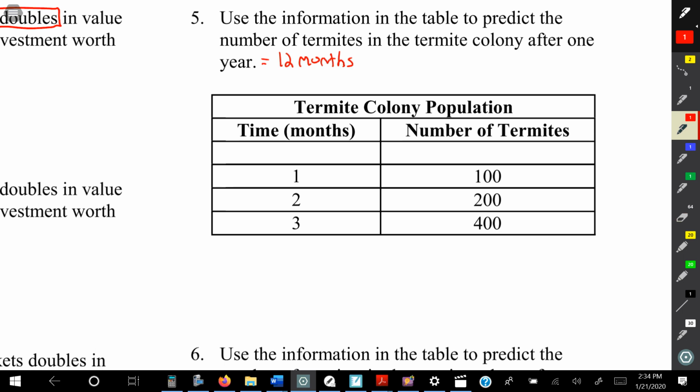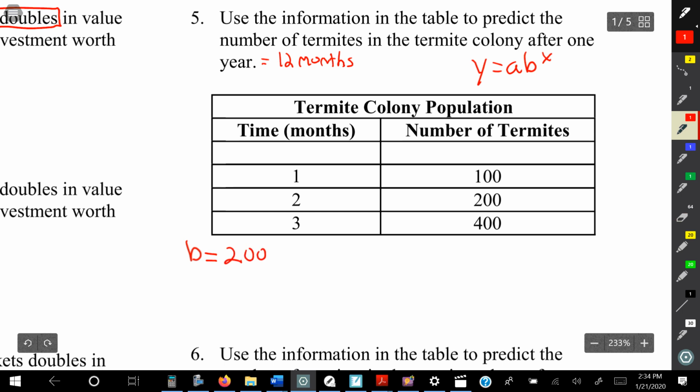Now we're going to take this information and understand that it's a geometric sequence. If you take 200 and divide it by 100, you get 2. You take 400 divided by 200, you get 2. So I'm going to write that out. This is how we find our common difference. It's called common difference, but let me use what we have for our formula, which is b. So we have y equals a b raised to the x. So that common difference is b. You get that by doing 200 divided by 100, and when we do, we get 2.